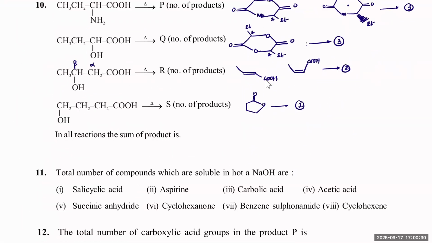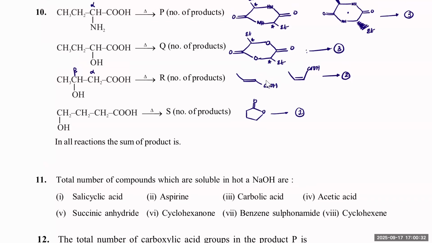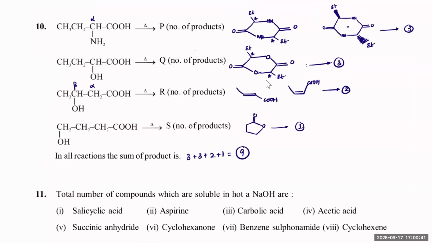Okay. So the question asked is, what is the total sum of all the products? How much is it, beta? 3 plus 3 plus 2 plus 1. Total 9. Please check.